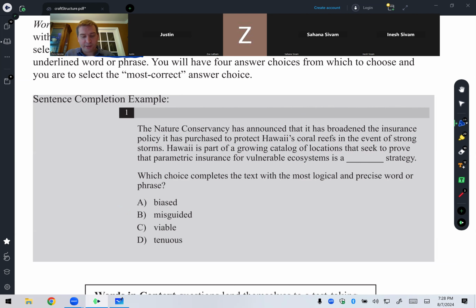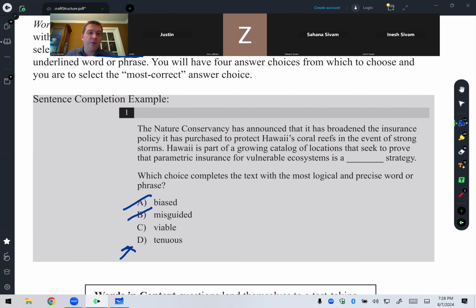I'm going to cross off biased. If something is biased, it just means it's prejudiced, but it makes no sense in this context. Let's try misguided. They may be putting an antonym in here, a word that is the opposite of what we would desire. So let's try misguided. Hawaii is part of a growing catalog of locations that seek to prove that parametric insurance for vulnerable ecosystems is a misguided strategy. So that's the opposite of what we would need. If something is tenuous, it means it's thinly supported. I'm going to try tenuous.